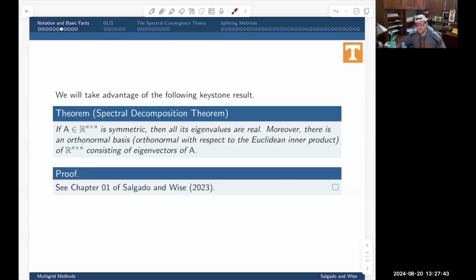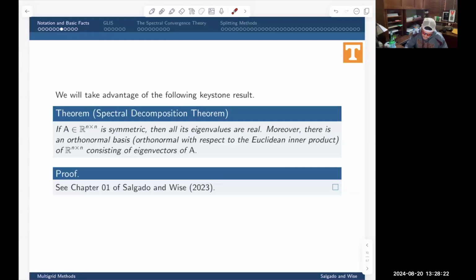Remember, by the way, there's another fact that we're going to use a lot. An inner product always induces a norm. Do you remember that fact? An inner product always induces a norm. So here, we're talking about the Euclidean inner product, so that induces the Euclidean norm. And what's another name for the Euclidean norm? The 2 norm. Yes. So the 2 norm is the Euclidean norm. Okay, so there is an orthonormal basis, a complete basis of eigenvectors.